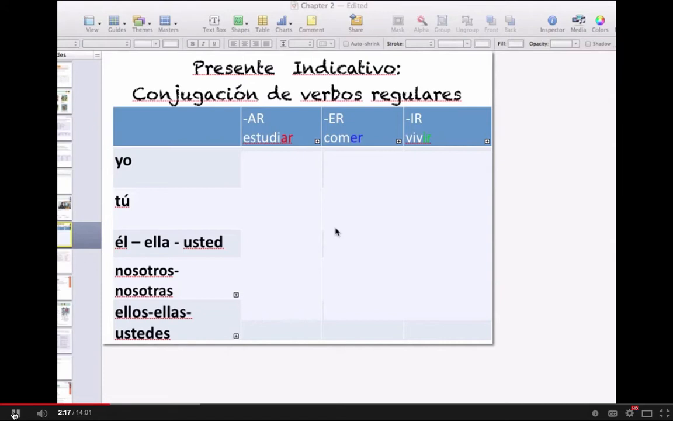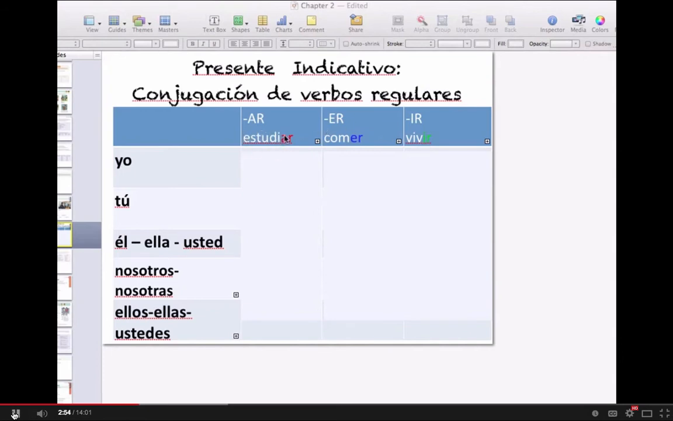In Spanish, infinitives are of three kinds. Okay, infinitives can end in ar, in er, or in ir. Okay, so we have three kinds of infinitives. These are verbs that have not been conjugated yet. Okay, they are the equivalent of to study, to eat, to live. Okay, so ar, er, and ir. Estudiar, comer, and vivir. Okay, regular verbs are those verbs that do not change the root.